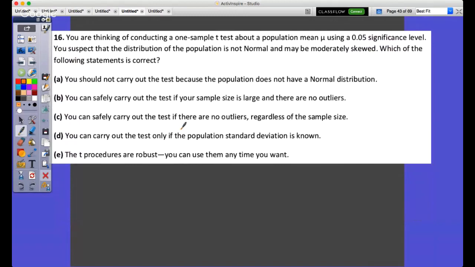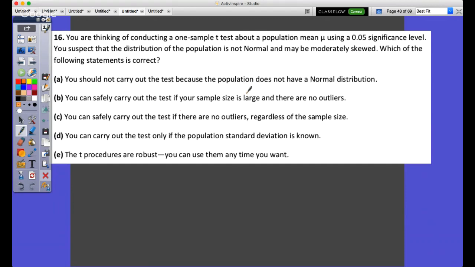16. We're thinking of conducting a one-sample t-test about a population using a 0.05 significance level. We suspect that the distribution is not normal and may be moderately skewed. Which of the following statements is correct? A, you should not carry out the test because the population does not have a normal distribution. We'll hold off on that. B, you can safely carry out the test if your sample size is large and there are no outliers.